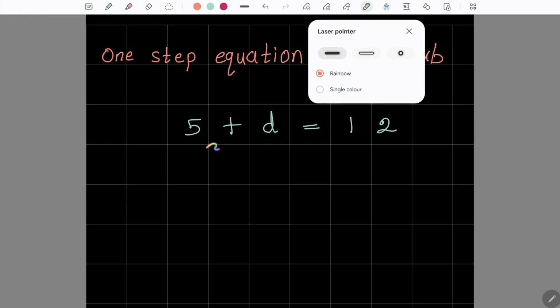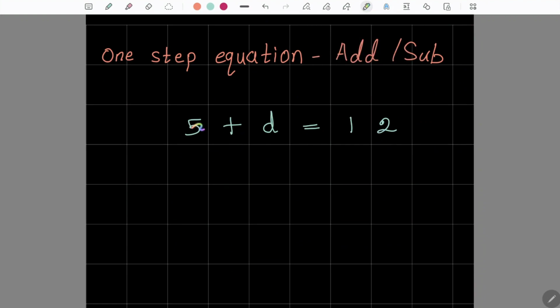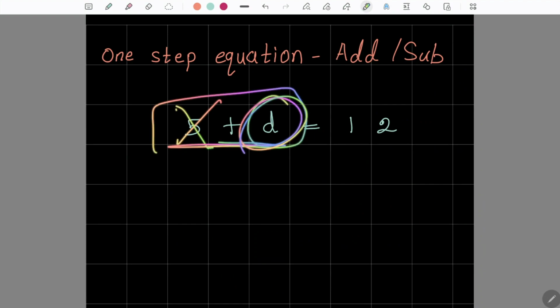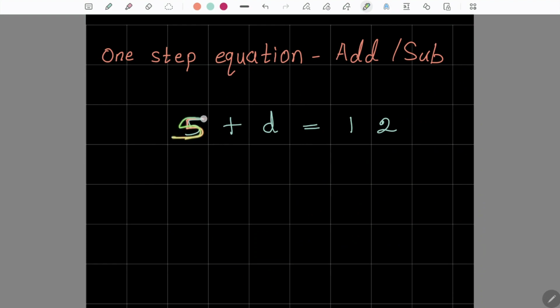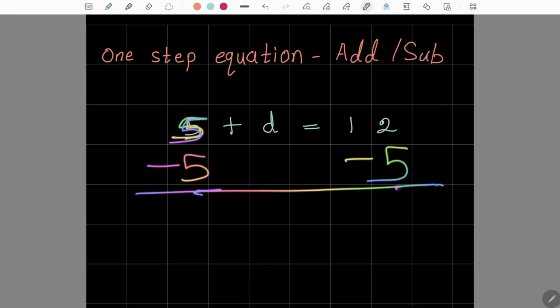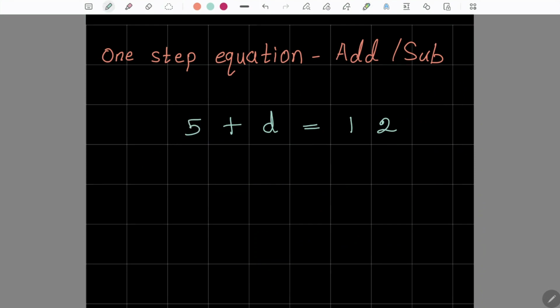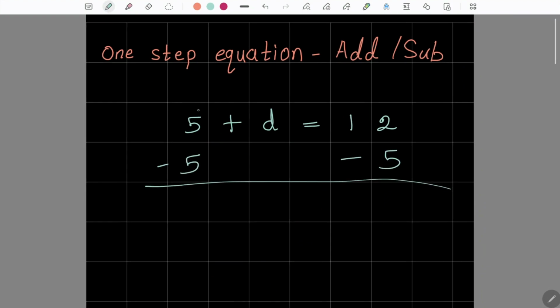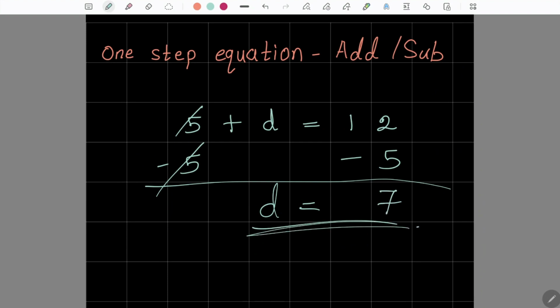Okay, so we have another question. 5 plus d equals 12. So we need to cancel this 5 out from this left side to get the d. So to cancel this 5, we need to take away 5 from both sides. Whatever you do, you should do for both sides. So let's take away 5 from the left and right. So this cancels each other out and gives us a d. And then 12 take away 5 would give us a 7. So d is 7.